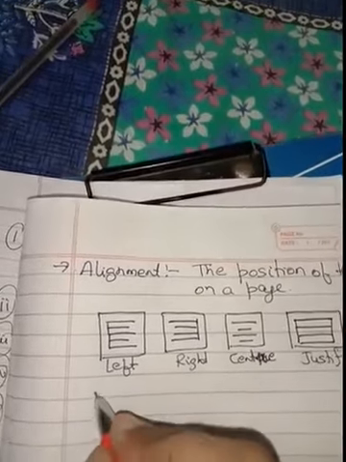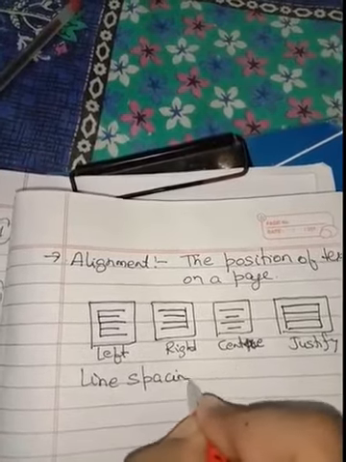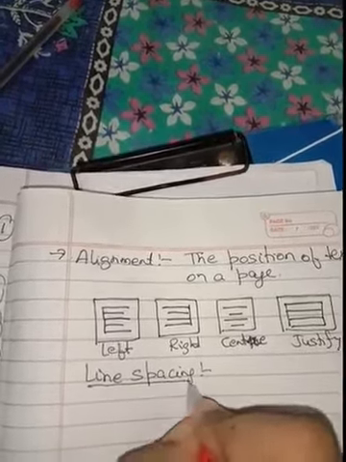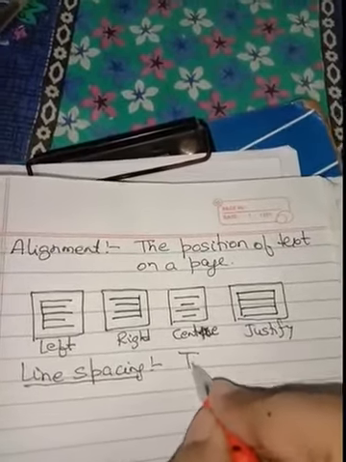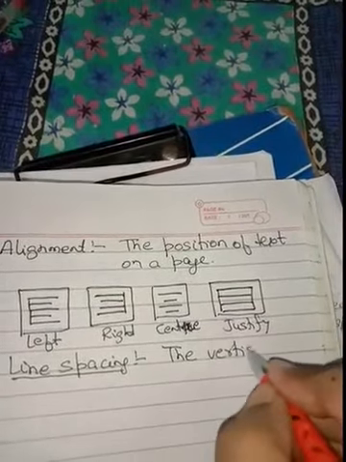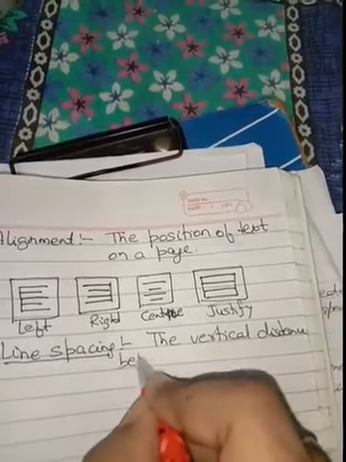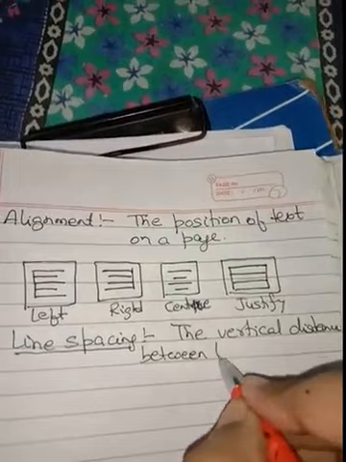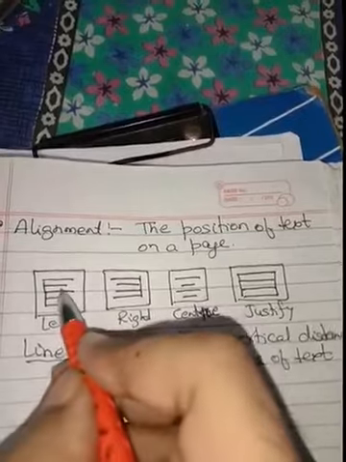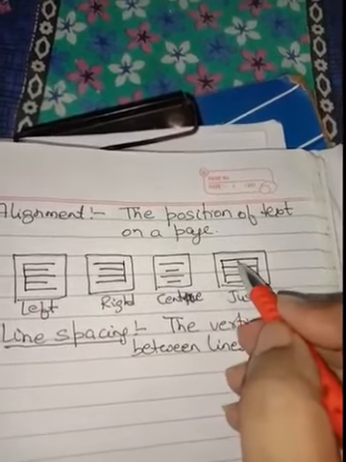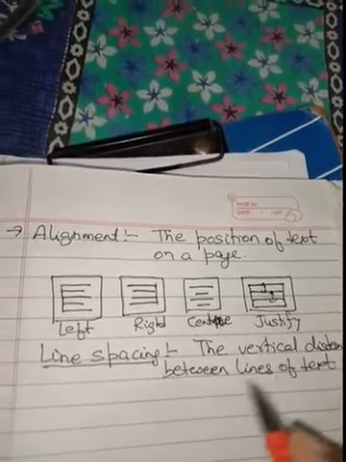Now we have line spacing. So what is line spacing? The vertical distance between the lines of text is known as line spacing. Suppose, consider that these are the lines, and the vertical distance between these lines is known as line spacing.